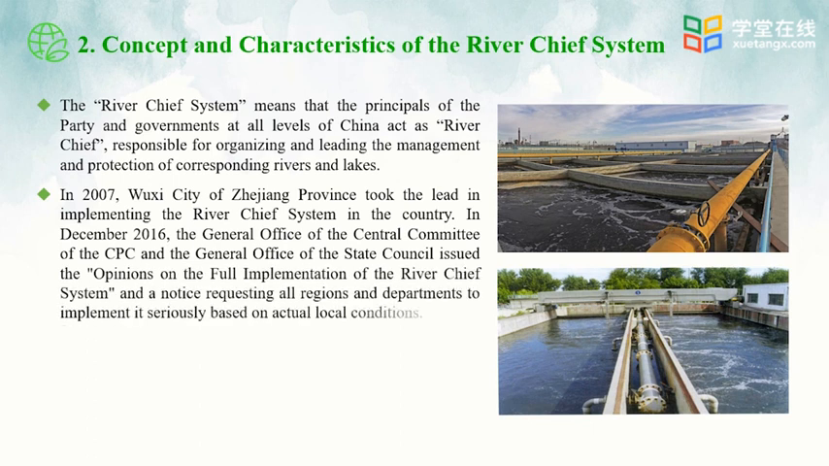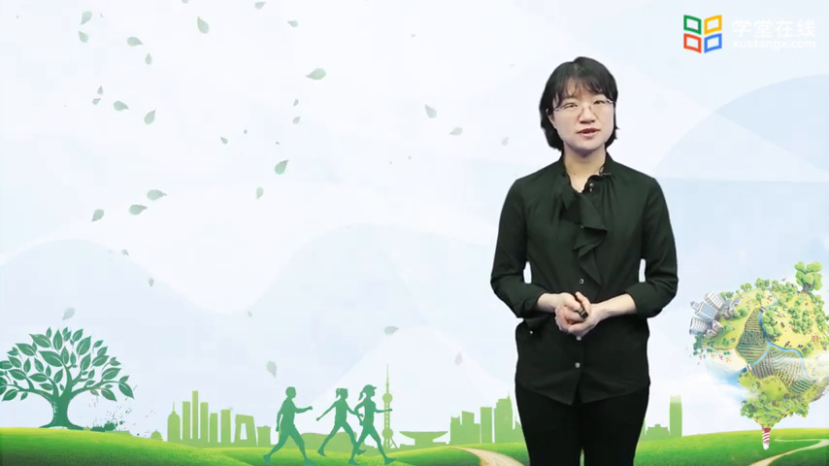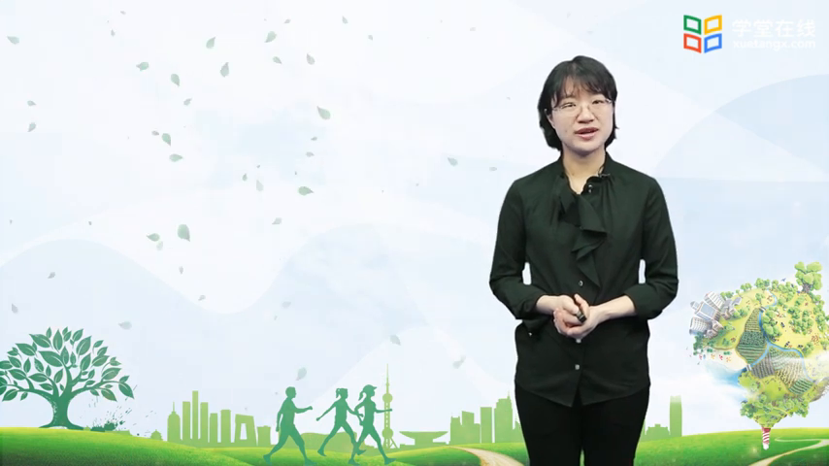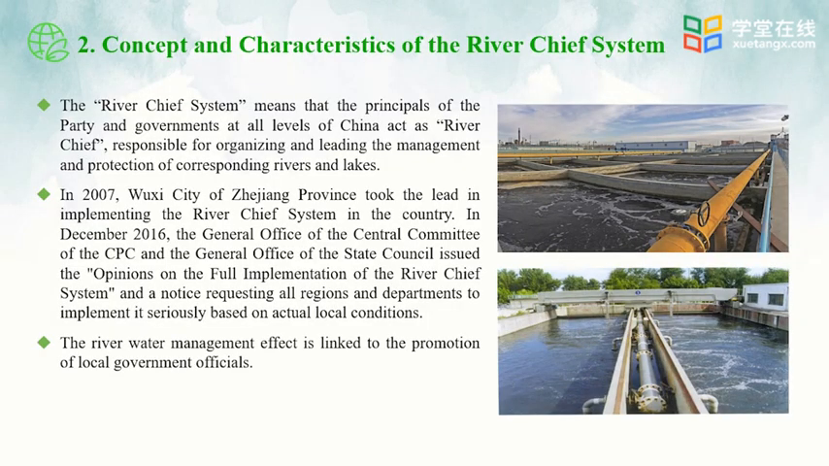This policy was first implemented in Wuxi City of Jiangsu Province. In 2007, there was a large bloom of blue-green algae in Taihu Lake. In order to treat the water pollution, Wuxi City introduced and implemented the river chief policy. The river chief was fully responsible for the treatment of blue-green algae in Taihu Lake. By 2008 and 2009, the water quality of Taihu Lake had improved significantly.